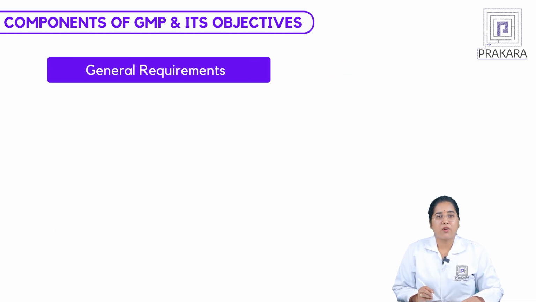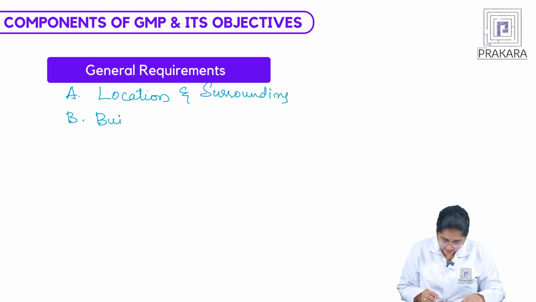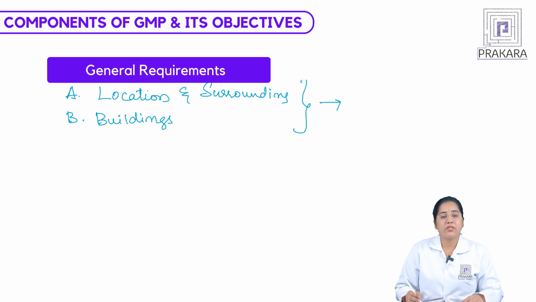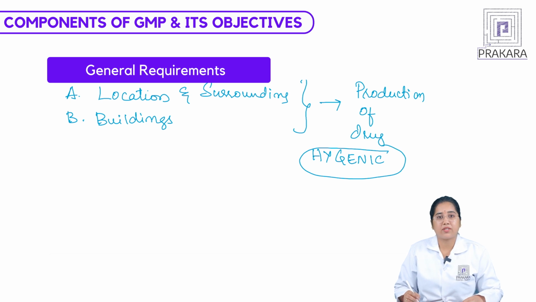The next one is the general requirements. What are the general requirements we require? First one is the location and surroundings. Second one is the buildings. These location, surroundings and buildings should permit production of drugs under hygienic conditions. This is a main mandatory thing: hygienic conditions, free from cobwebs, insects or rodents. So contamination should not be there.